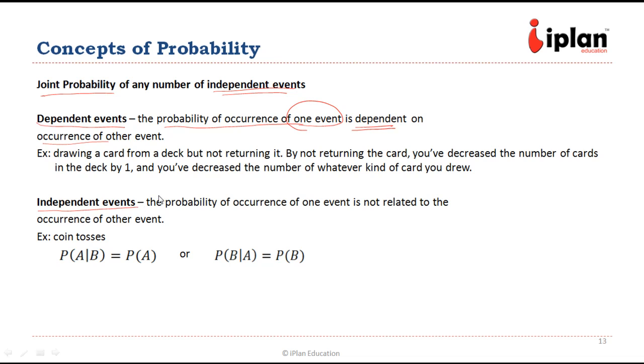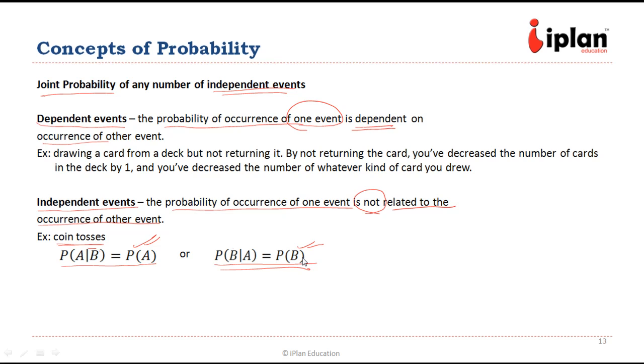In the same example, if we put the card back into the deck, then the probability of the second card being a particular one is independent of the previous card, since it has already been put into the deck once again. So the events are independent of each other. Probability of occurrence of one event is not related to the occurrence of the second event. For example, if we are tossing a coin consecutively, the second toss of the coin is completely independent of the first one. So the probability of A given B, the conditional probability, is the same as the probability of A, and even for the case of B given A, it is the same as the probability of B. This we have already discussed.